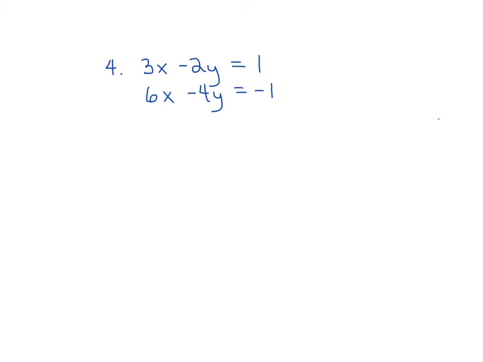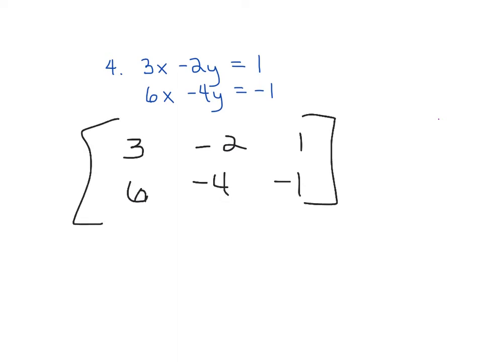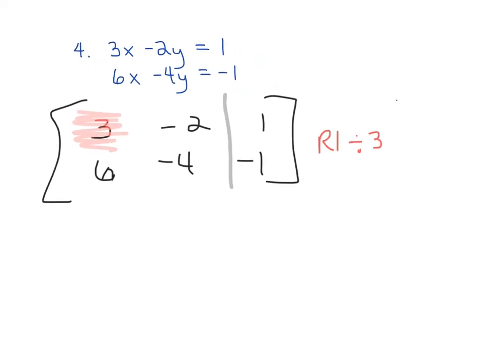Again, we're going to take all of the coefficients. So 3, negative 2 and 1, 6, negative 4, and negative 1. And again, I need to make the 3 become a 1. So I'm going to divide row 1 by 3. So then this will give me 3 over 3, negative 2 over 3, 1 over 3. So 1, negative 2/3, 1/3.